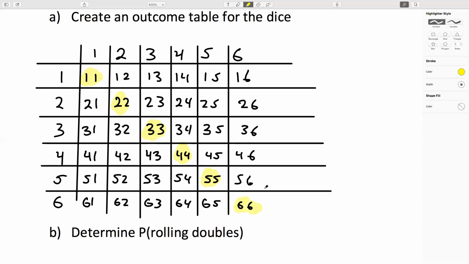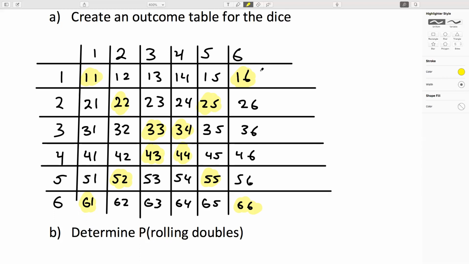Anything that adds to a 7, I'm also going to highlight. 6 plus 1 is 7. 5 plus 2 is 7. 4 plus 3 is 7. 3 plus 4 is 7. 2 plus 5, and 1 plus 6. So any of these highlighted outcomes is a favorable outcome, okay?